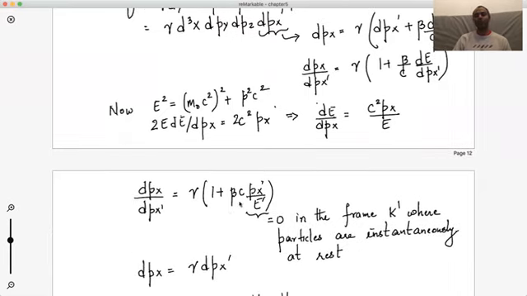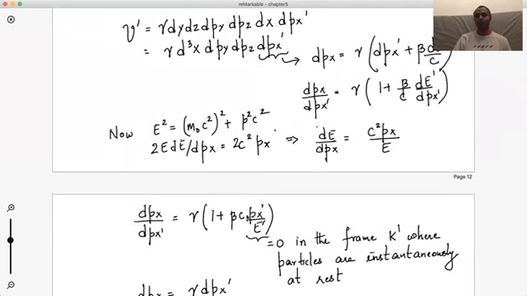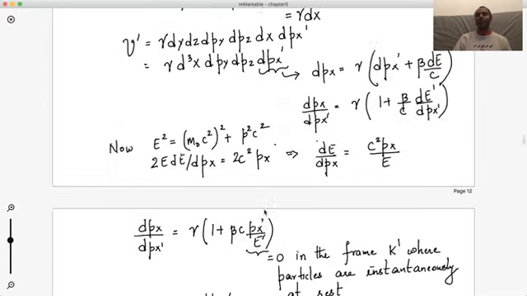Now the fun thing is, once I go to a frame where the particles are instantaneously at rest about that mean value px, of course, there is a small spread, but we're trying to find this derivative here. When the particles are instantaneously at rest, your px prime is 0 in that frame because the particles are instantaneously at rest. So they don't have any momentum.